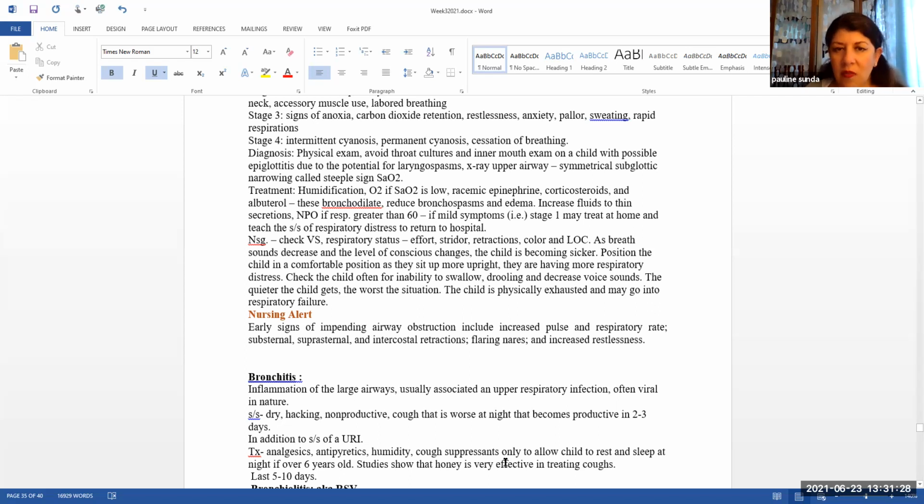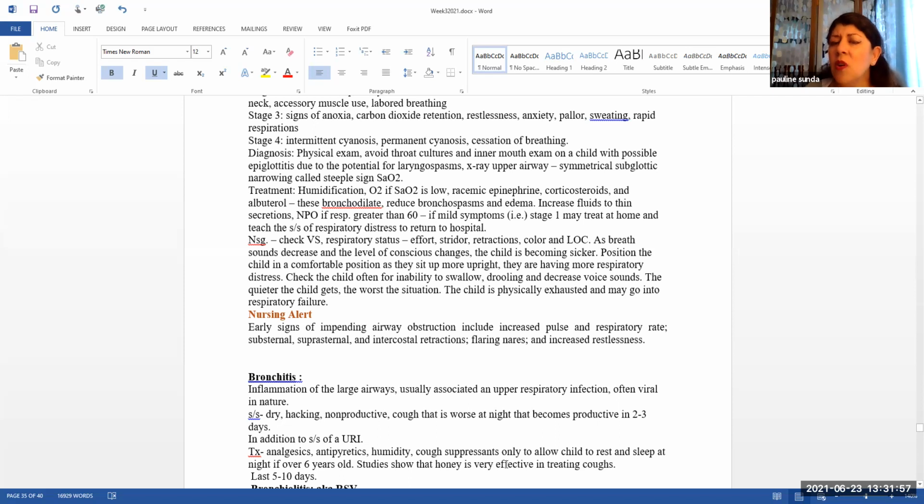Treatment, humidification, oxygen if their SaO2 is low, racemic epinephrine, corticosteroids, and albuterol. These will help with bronchodilation, reduce bronchospasms, as well as reducing edema. They will increase fluids to thin the secretions. If the respiratory rate, especially in your younger children, is greater than 60, they are going to be NPO because there is a risk for aspiration.